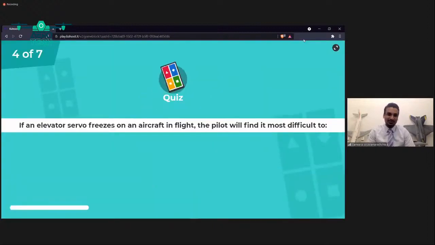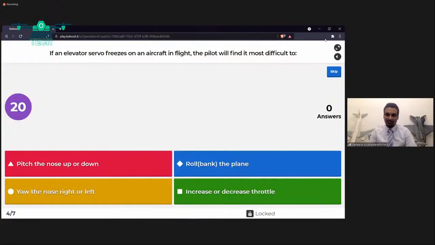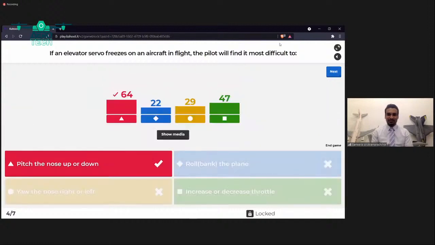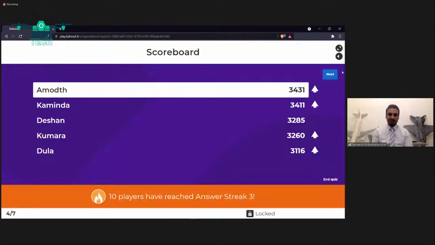So question 4 out of 7. If an elevator servo freezes on an aircraft in flight, the pilot will find it most difficult to pitch the nose up or down, roll the plane, or yaw the nose right or left, or is it increase or decrease the throttle? Yes, so the answer is pitch the nose up or down. And what a surprise, again, Amod is on top with 3,431 points. So moving on to the fifth question.